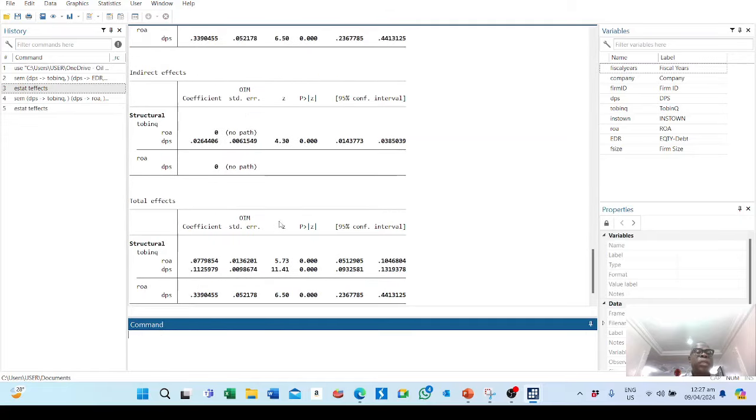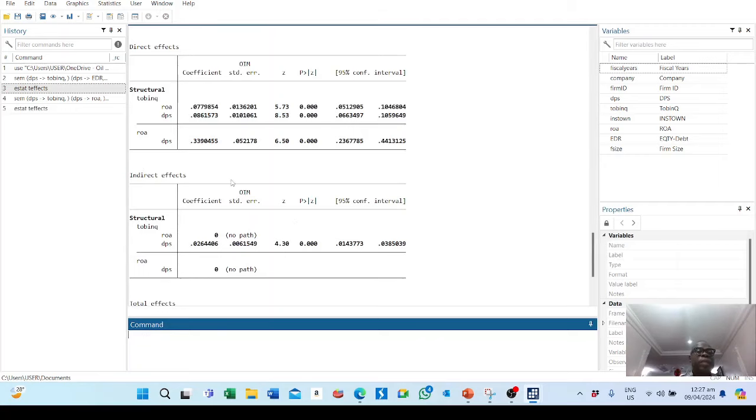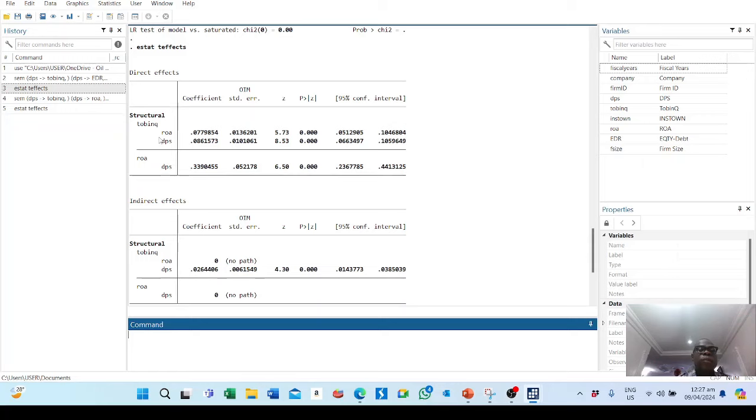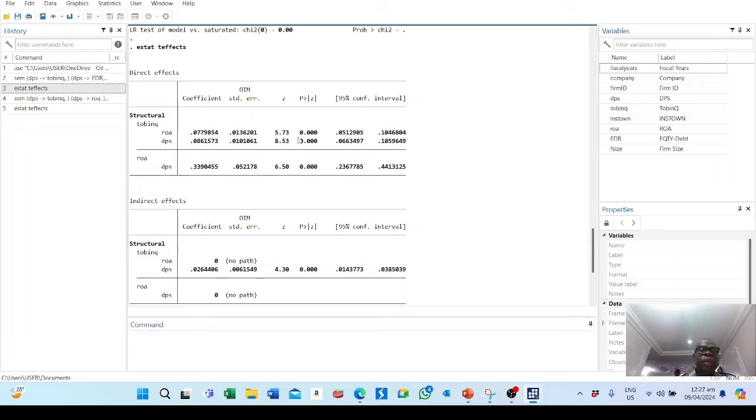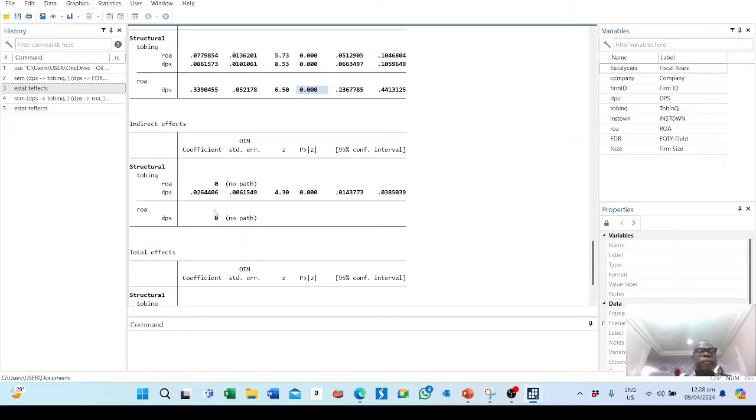So this is decomposed into 3 segments. The direct effect segment, which we have actually analyzed in the earlier part, is the direct effect of ROA on Tobin's Q and DPS on Tobin's Q. Both of them are highly significant and positive. Dividend per share on ROA is also positive and highly significant at 0.00%.